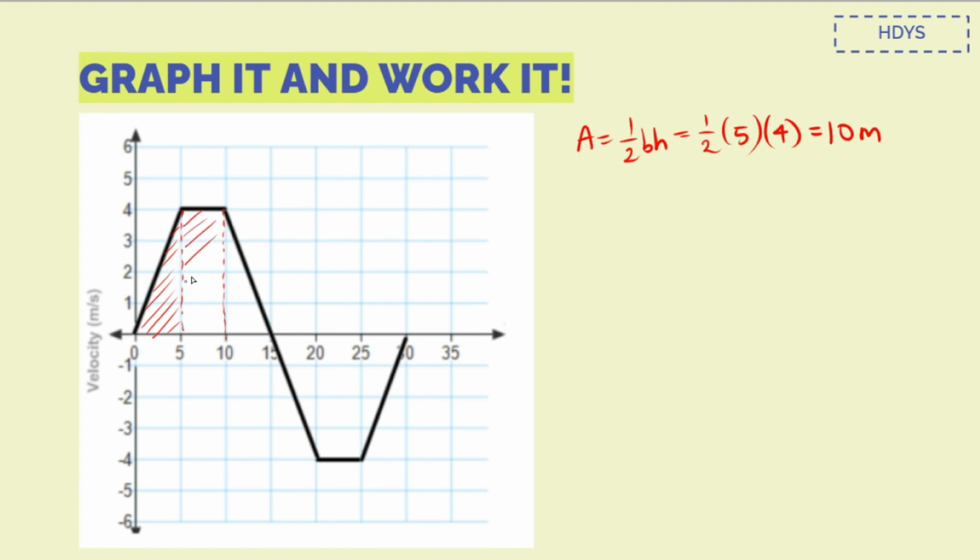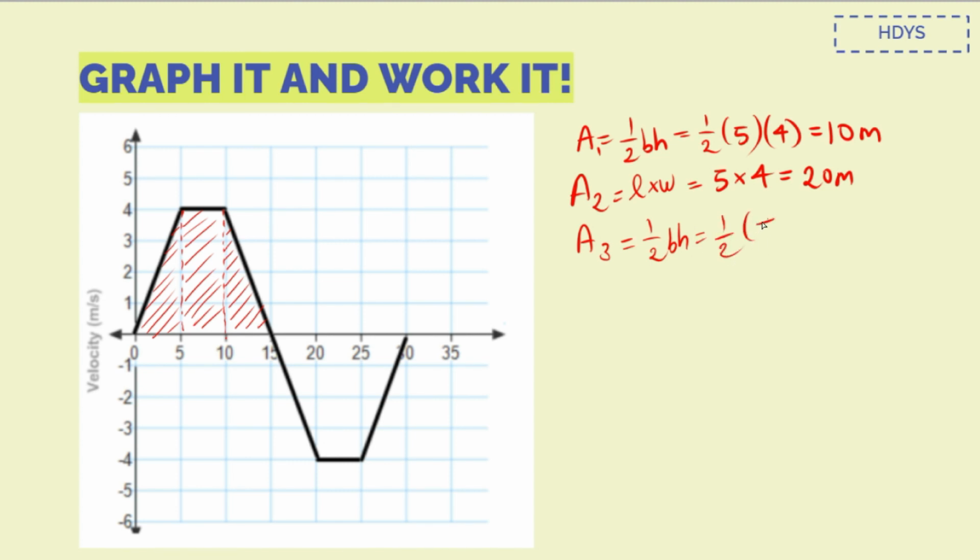Now, the area for the rectangle, I'm going to name this A1, A2, is just length times width, or base times height, if you will, where we just have once more 5 times 4. 5 times 4 is equal to 20 meters. And finally, another right triangle of the exact same dimensions, and we're just going to get 10 meters again. A3 is equal to 1/2 base times height, 1/2 times 5 times 4, is equal to 10 meters.